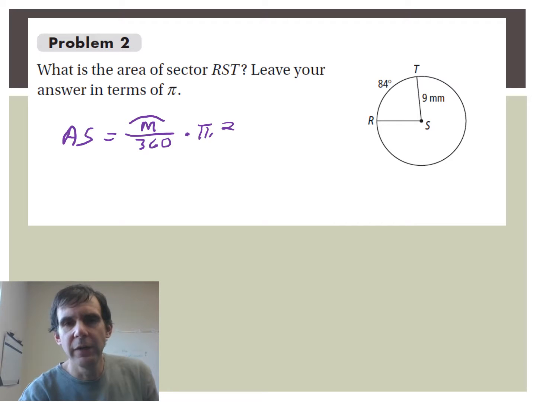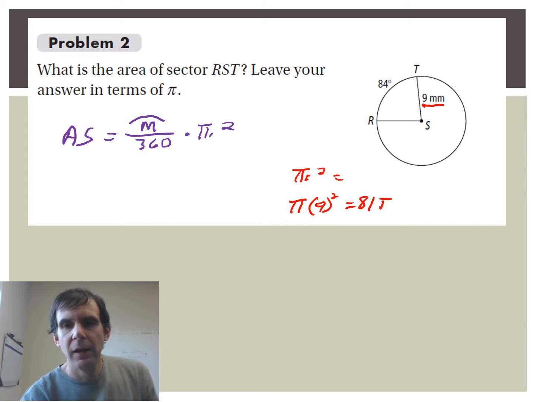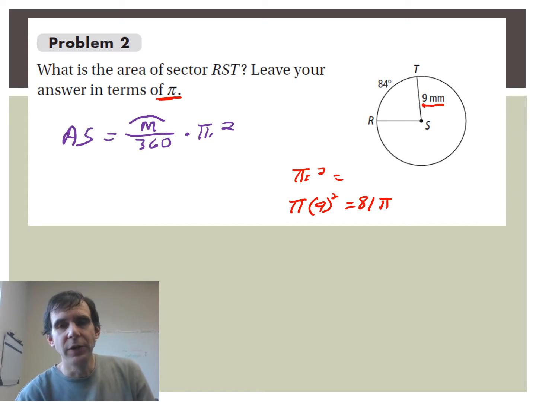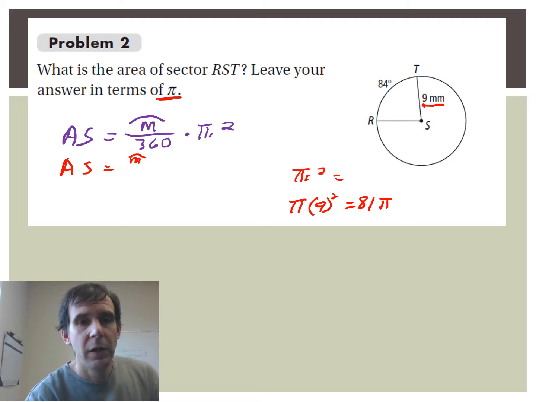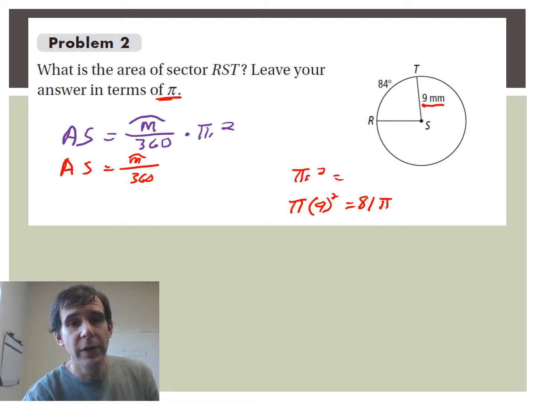The area of the circle, pi r squared, is going to be equal to pi times the radius squared. Our radius is 9, so pi times 9 squared, that's going to be 81 pi. Again, they want this in terms of pi, so don't start making decimals. Just leave it 81 pi. So we have now the area of the sector equals the measure of the arc divided by 360 times 81 pi.